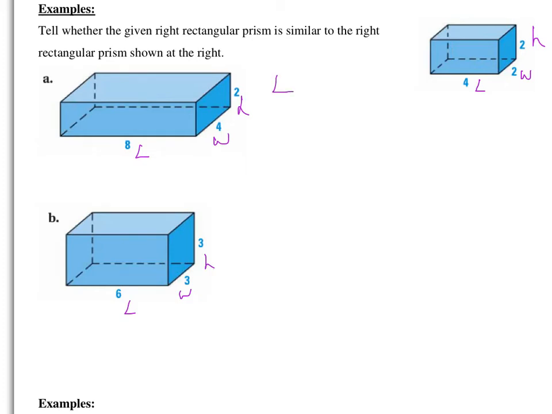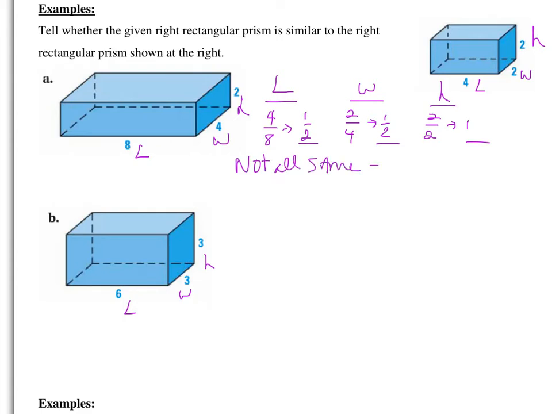For this first one, to compare my lengths, I'm going to do the small one to the big one, the original one to my second one. So I'm going to do 4 over 8, and if I reduce, that becomes 1/2. I need to check all three of these to see if they are the same, to check whether they are similar. Next I've got 2 over 4, so that becomes 1/2. And with my heights, we have the original one, 2, over the new one, which is 2, and that gives me a 1. Since they are not the same, this tells us they are not similar.